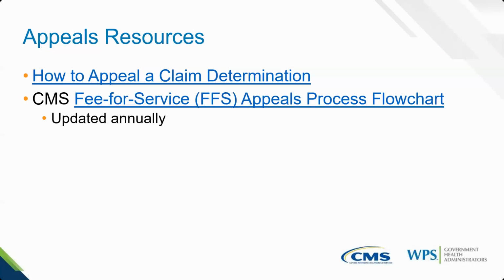So I do want to share with you some helpful resources for appeals. The first is a resource that appears on our website. It's called How to Appeal a Claim Determination. It provides telephone numbers, fax numbers, mailing addresses, and such if you are submitting an appeal request to WPS GHA. Remember, that's the redetermination, the level 1 appeal. The second bullet is another resource that's one of my personal favorites that I like to share when I talk about appeals. It's actually a process flowchart. It appears on the CMS website. They update it annually.